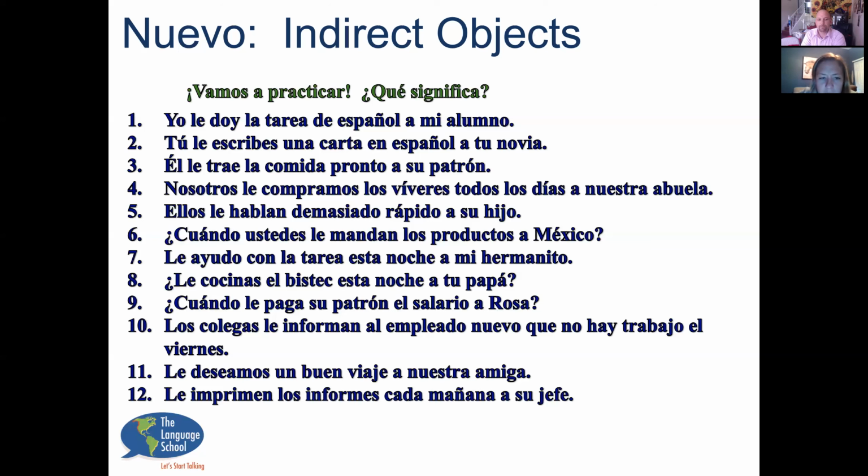Good. ¿Cuándo le paga su patrón el salario a Rosa? When will your boss pay the salary to Rosa? Yeah, and more, not necessarily when will your boss, but when will Rosa's boss? When will her boss? Yeah, her. Because we're talking about her. Yeah, when will Rosa's boss? Okay, I see. Los colegas le informan al empleado nuevo que no hay trabajo el viernes.